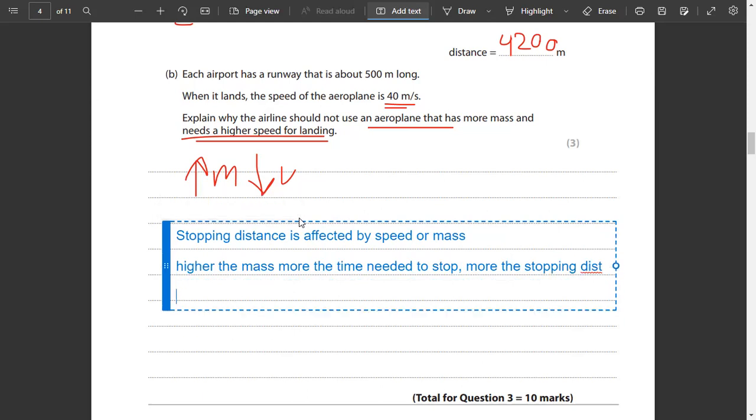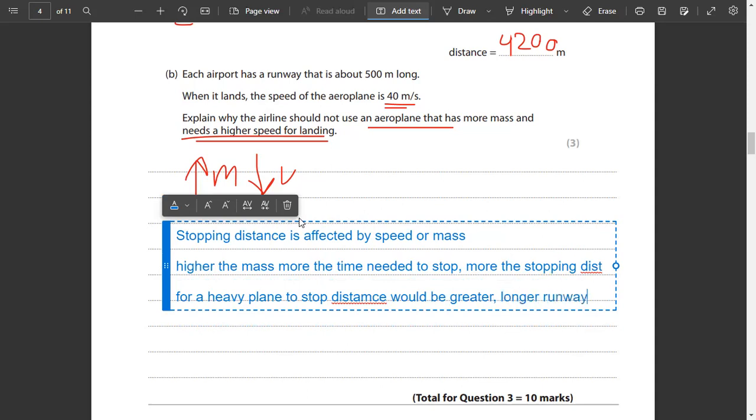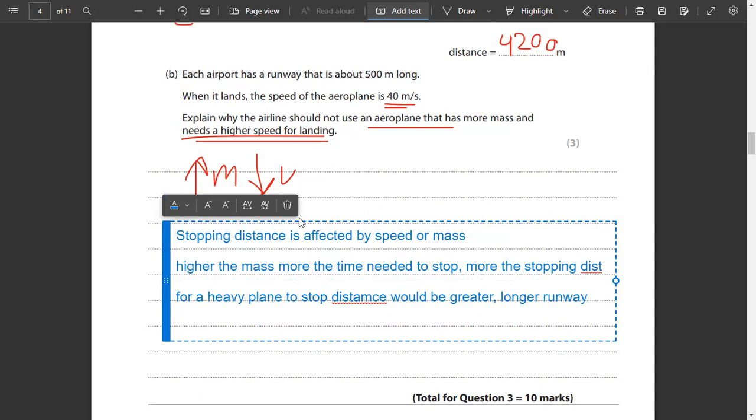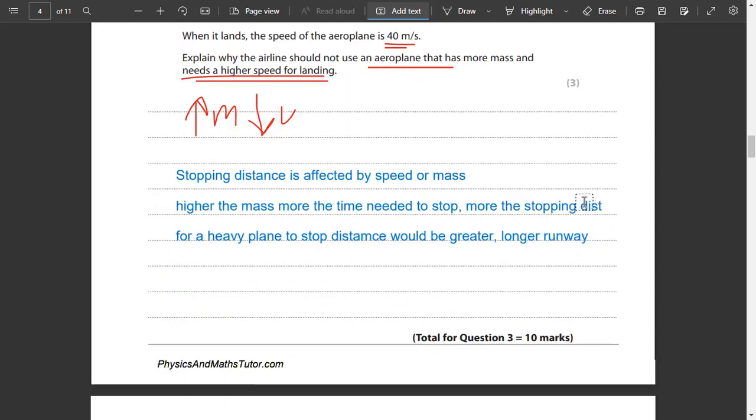इसके अलावा obviously for a heavy plane to stop, distance would be greater, hence a longer runway would be needed. greater, which means longer runway चाहिए होगा उसके लिए. तो ये बात है. So you can also, आप ये कह सकते हैं कि this is all that you have to answer in this question.